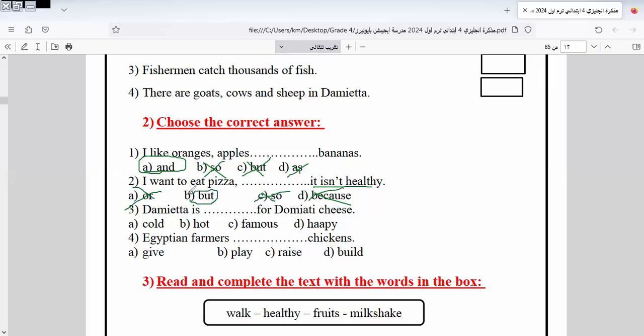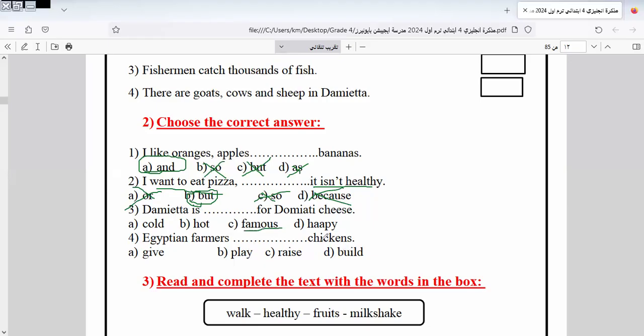So the correct answer will be "but". Why? Because here I have an affirmative sentence, and in the next part we have a negative or contrast sentence. We have two contrast sentences, so I use "but" here. Domyat is the place for Domyati cheese, which is famous. You are clever people. We know it from the lesson.